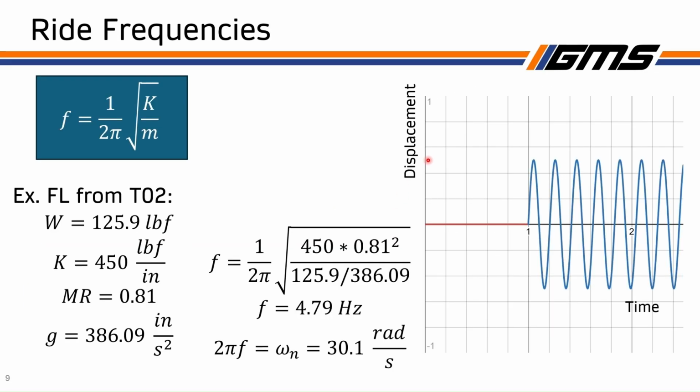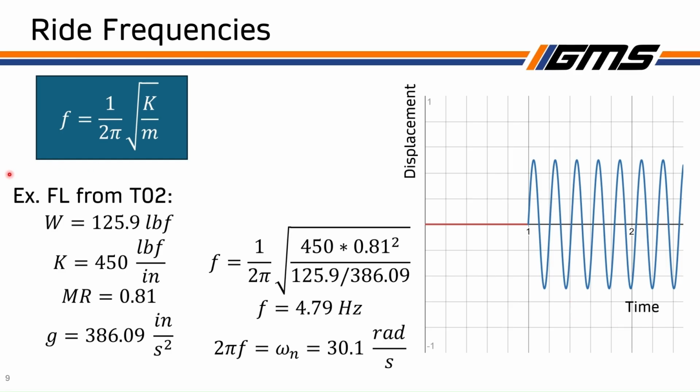Now, onto some normalizing, the ride frequency is a really important parameter that you can use to normalize the performance of your car. When you have a mass on a spring and you disturb it, it's going to oscillate at some natural frequency, and you can calculate that frequency using this equation. We'll go through a real quick example, but you can see over here on the right side, this is an example of just the displacement following a natural sinusoid as a function of time.